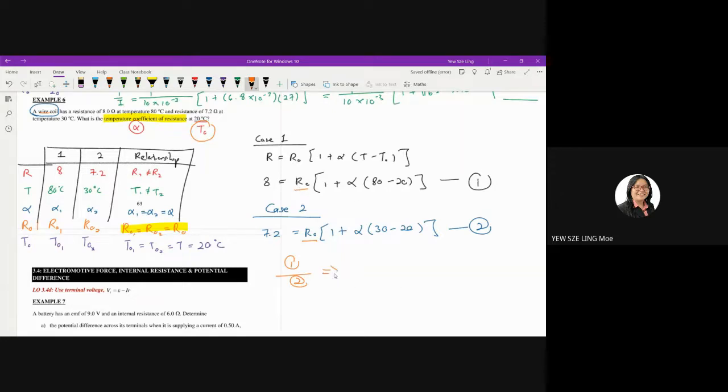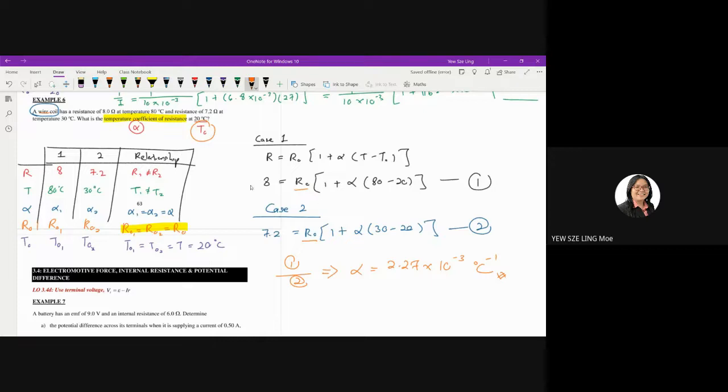So if you do everything correctly, you should obtain alpha equals 2.27 times 10 to the power of negative 3 degrees C, negative 1. So that is the final answer. So now you try to solve it.